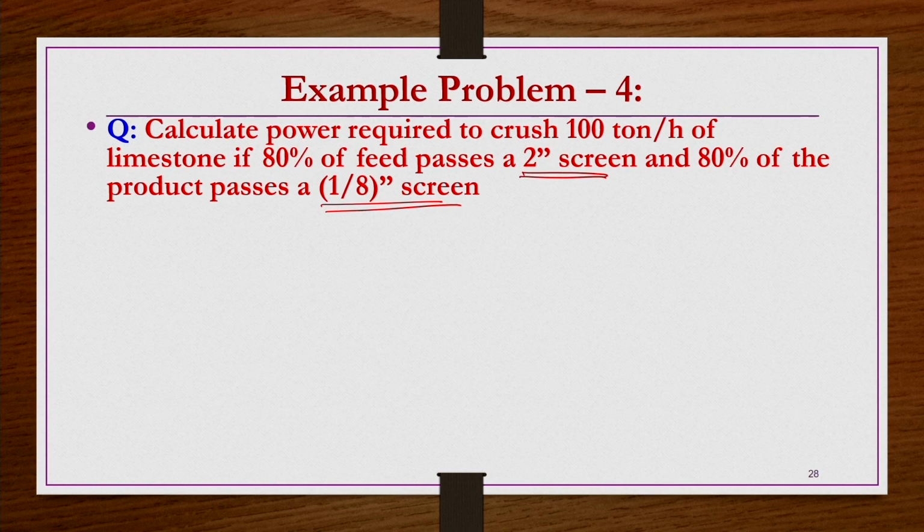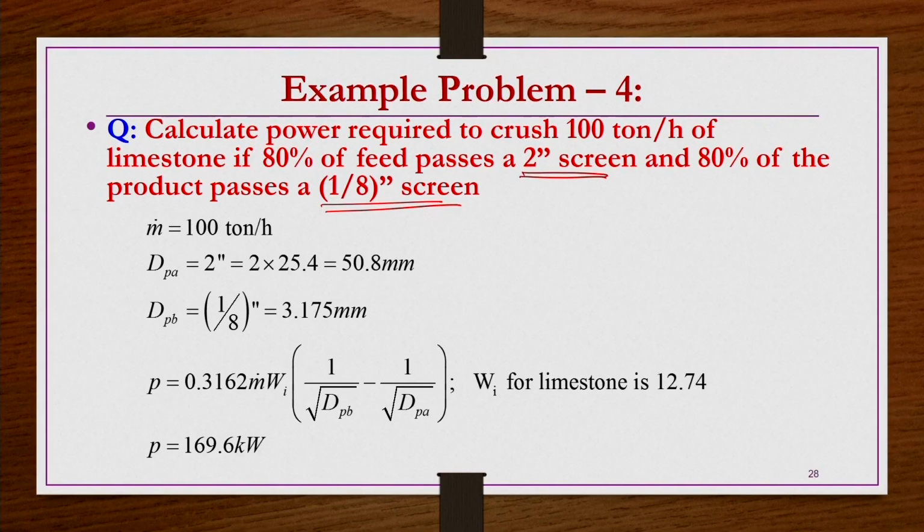So this dPa, 2 inches, you have to convert into mm, and dPb, 1/8 inch, you have to convert into mm as per the requirement of the problem. So m dot is given as 100 tons per hour. So we need m dot in tons per hour, so that is as it is. dPa is 2 inches, so you convert it into mm. dPb is 1/8 inch, that also you convert into mm. Then we have P by m dot equals 0.3162 Wi multiplied by 1 by square root of dPb minus 1 by square root of dPa.